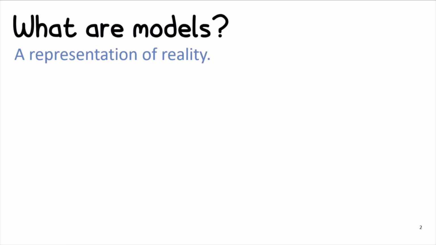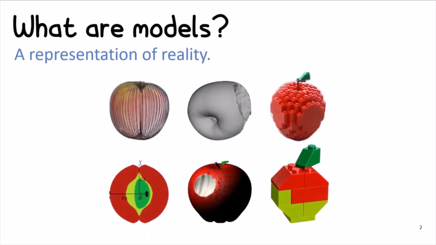It could be used to represent an idea, a process, an entire system. And with this broad definition, you can see that a model might come in many different forms. Even taking something simple like an apple, here are a set of images that are all showing different types of models of an apple. They are all representing this item in some way, shape, or form.